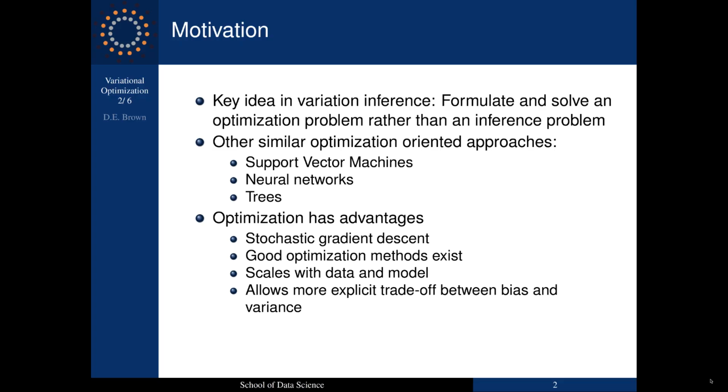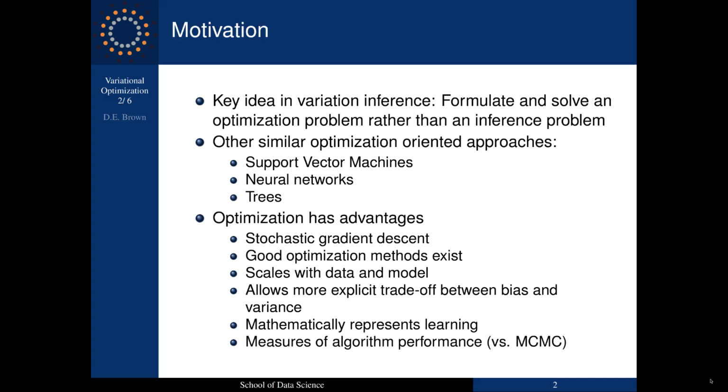It also allows for a more explicit trade-off between bias and variance, and by this we mean we can explicitly incorporate regularization into our optimization problem. It also mathematically represents learning. You can think of optimization as an attempt to improve performance, and in this sense, it's learning. It's learning to get better. It's learning to make the models better as we progress through the optimization.